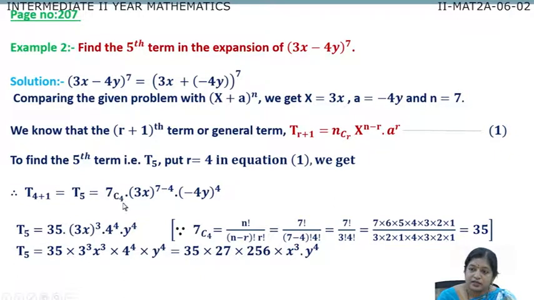So substituting the 7C4 value, which is 35, (3x) to the power of 7 minus 4, which is 3, and (-4) to the power of 4. Since the power is even, this minus becomes plus. So we will get 4 to the power of 4 and y to the power of 4. Separating the power to each individual term inside the bracket, we can write 35 into 3 cube into x cube, 4 to the power of 4 into y to the power of 4. So 35 into 3 cube, which is 27, 4 to the power of 4 is 256, and the variables are x cube into y to the power of 4. So finally we get the T5 value, this is the T5, the fifth term.